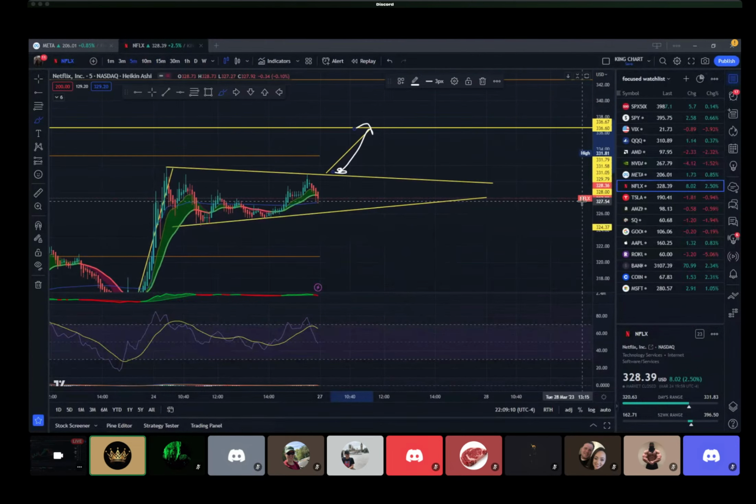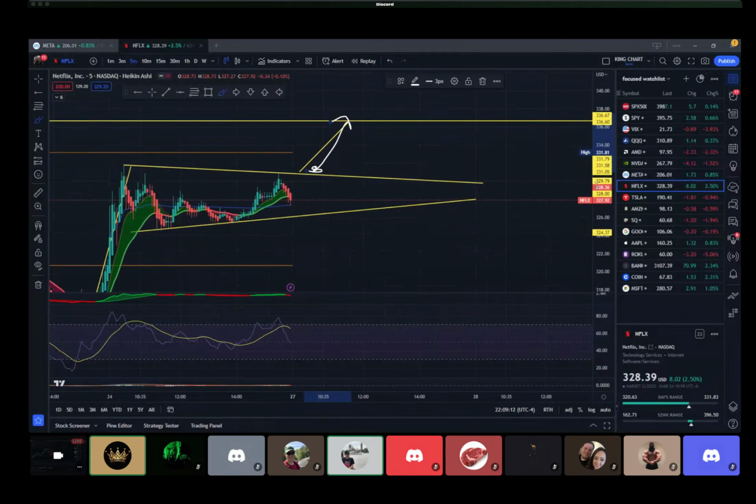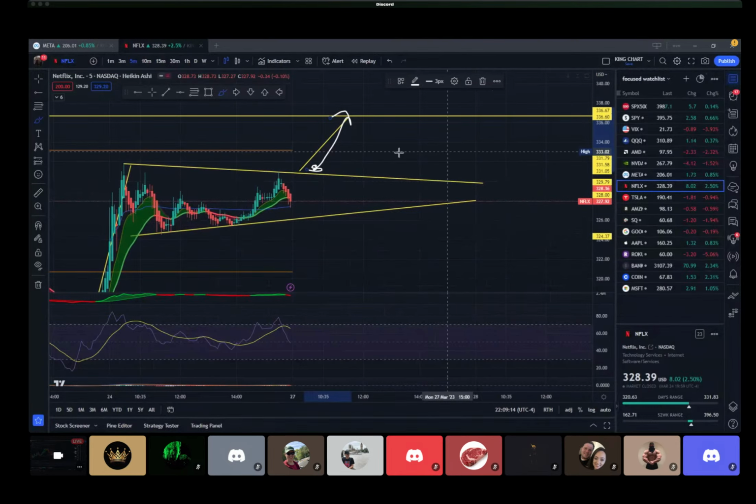This is almost like a second Tesla. Definitely a good move to look out for here. Look at RSI kind of breaking below that 50. So it's going to be very interesting Monday morning. We're going to look for a push to the upside. And it's holding right above that VWAP at 327.39.